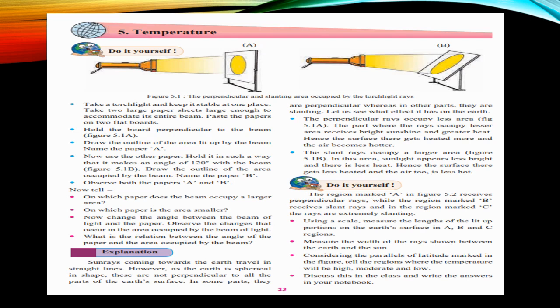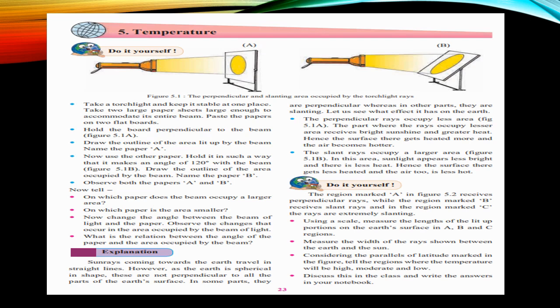The slant rays occupy a larger area. अब जो slanting rays है वो कैसे slanted in a 120 degree position, है ना, एंगल, वहां पे कैसे ना वो बहुत ज्यादा टॉर्च लाइट जो है वो फैल रही है, जिसके वजह से सनलाइट अपीयर्स लेस ब्राइट, जिसके वजह से वो सनलाइट फैल जा रही है, जिसके वजह से वहां पे कम हीट जाती है. ठीक है, hence the surface there gets less heated and the air too is less hot.